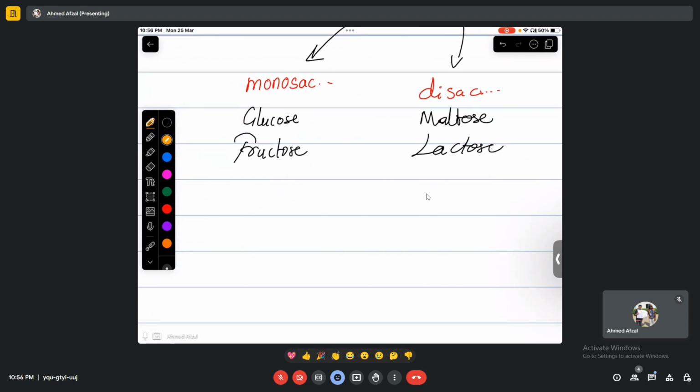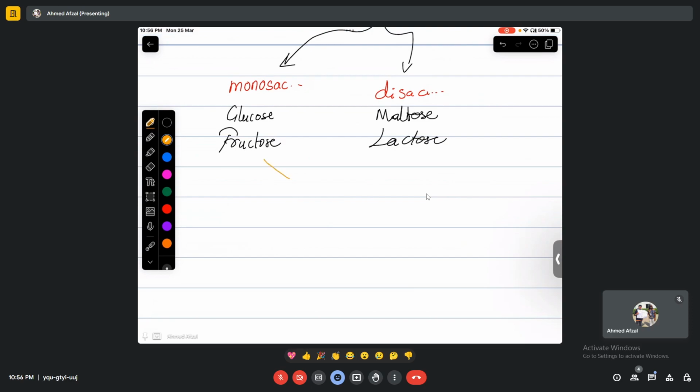However, if the test was positive, that indicated monosaccharides or disaccharides present. Monosaccharides would be glucose and fructose. Disaccharides would be maltose and lactose. Now we move on to finding out whether this has monosaccharides. Benedict's test would be positive regardless of whether it's monosaccharides or disaccharides, so we need to further break it down. Does the solution contain monosaccharides? We're going to conduct a test called the Barfoed's test.